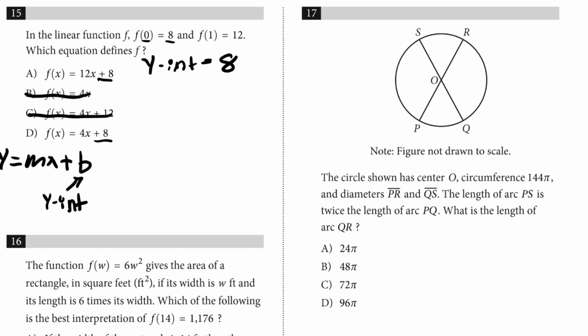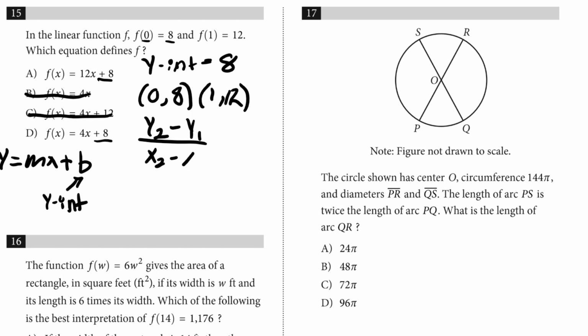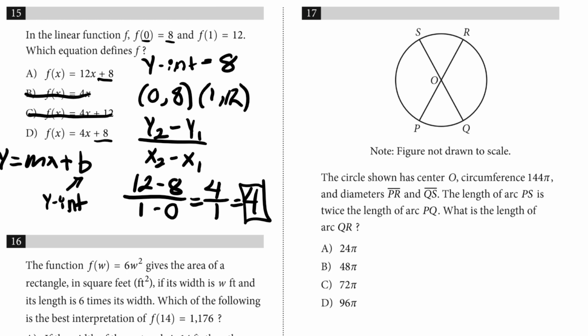The next step is to figure out what the slope is. We're going to use the 2 points 0, 8 and 1, 12 to figure out what the slope is. We're going to plug these into the formula y2 minus y1 over x2 minus x1. This will give us 12 minus 8 over 1 minus 0, which gives us 4 over 1 or 4. So the slope of our equation has to be 4, and that will be D.